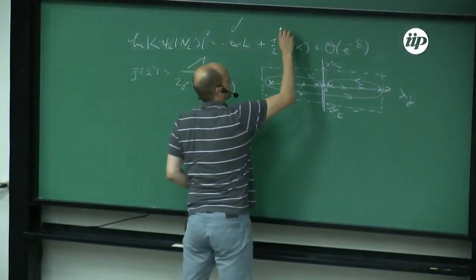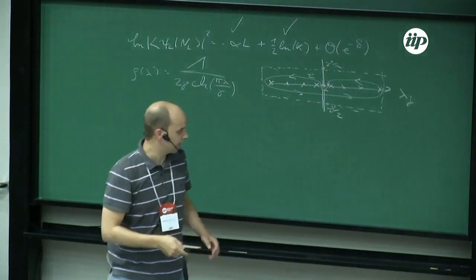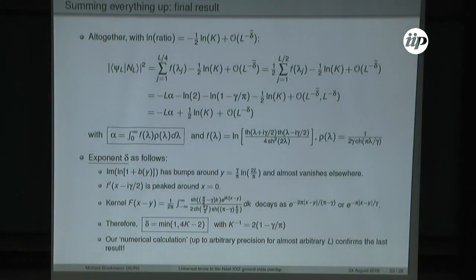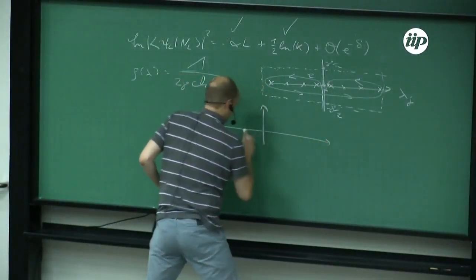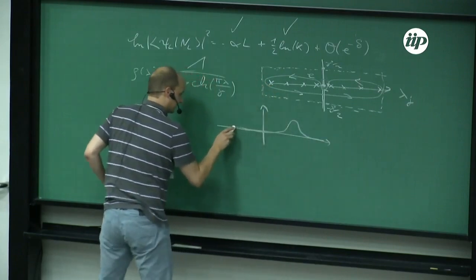We have checked this, and now what's with this term? This can be also easily done. So first, one observes that the function log 1 plus b has some bumps. If you draw log b, it is 0, and then it has a bump here, and it has a bump here.